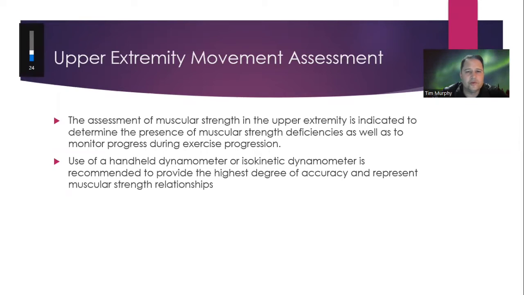This is the upper extremity movement assessment. The assessment of muscular strength in the upper extremity is indicated to determine the presence of muscular strength deficiencies, as well as monitor progress during exercise progression. Use of a handheld dynamometer or isokinetic dynamometer is recommended to provide the highest degree of accuracy and represent muscular strength relationships.